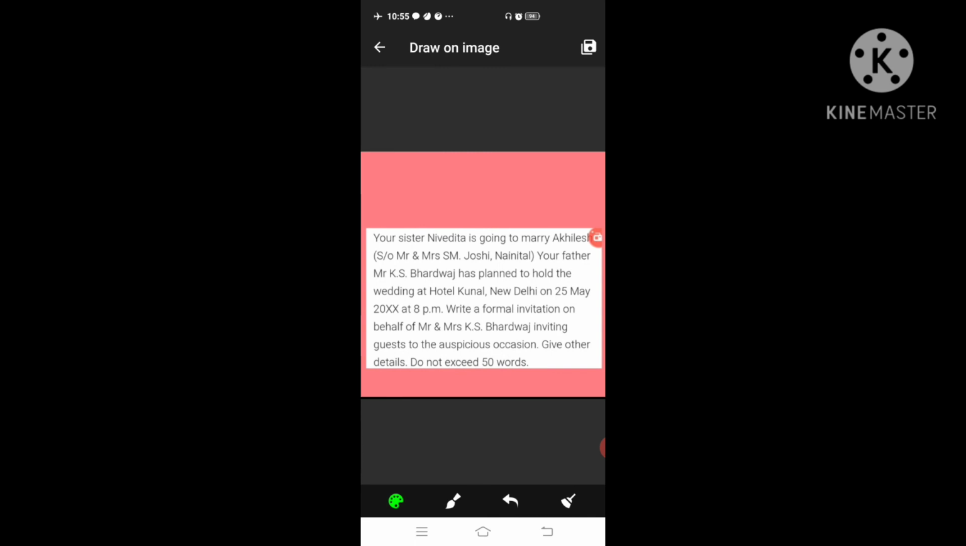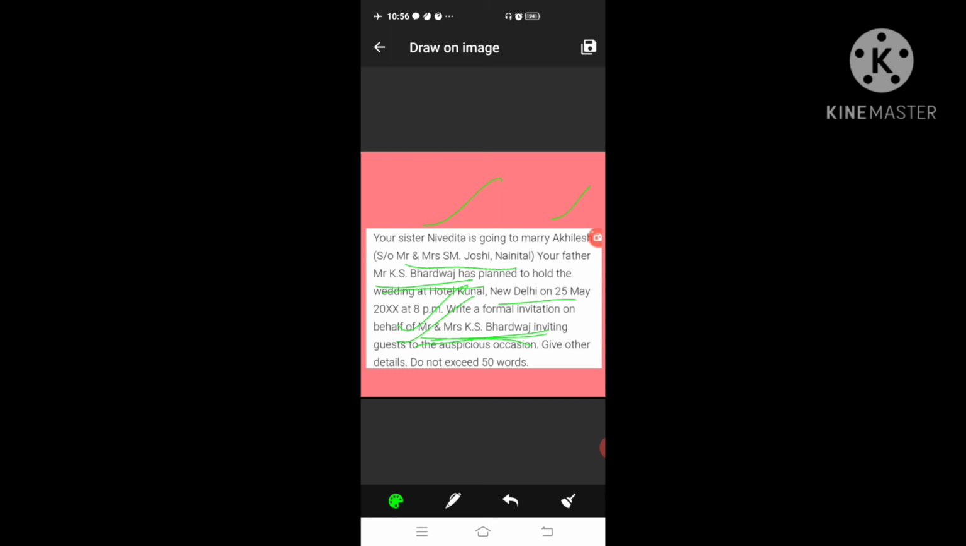Okay, do not exceed 50 words. Now see over here, who is the host? Your sister Nivedita is going to marry Akhilesh. So the honorary names are Nivedita and Akhilesh. Akhilesh's father's name is Mr. and Mrs. S.M. Joshi, Nainital. Fine. But in the question it is given, your father Mr. K.S. Bhardwaj has planned to hold the wedding at Hotel Kunal, New Delhi on 25th May 2020 at 8 p.m. And you have to draft the invitation on behalf of Mr. and Mrs. K.S. Bhardwaj. Means your sister is going to get married, and you have to draft a formal, printed invitation on behalf of Mr. and Mrs. K.S. Bhardwaj.